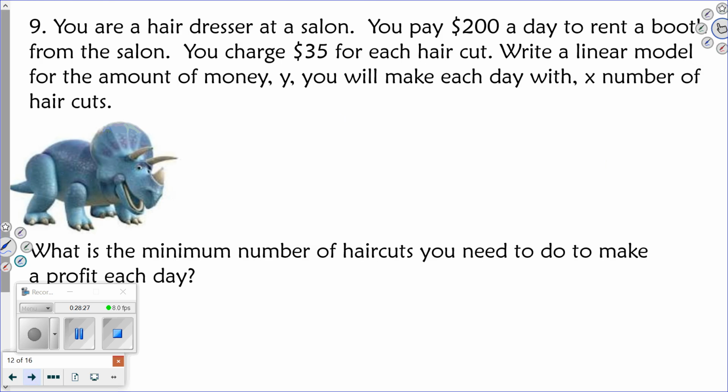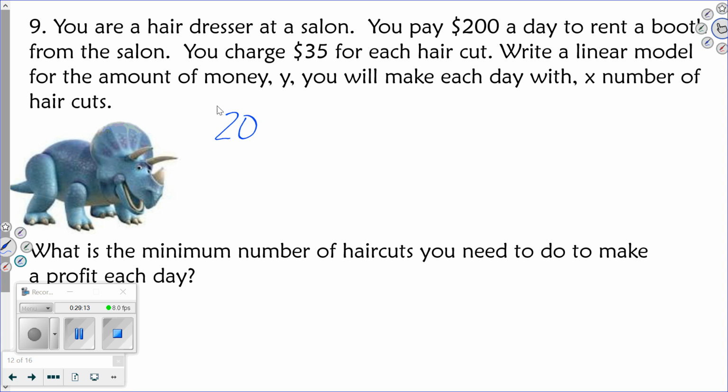All right. Number 9. You are a hairdresser at a salon. Tell me this is not real life. That's budgeting. You pay $200 a day to rent a booth from the salon. You charge $35 for each haircut. Write a linear model for the amount of money y you will make each day with x number of haircuts. So we need to write the equation. Again, the equation is more important than the answer. Mackenzie?